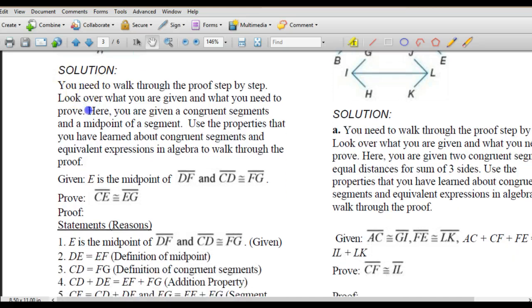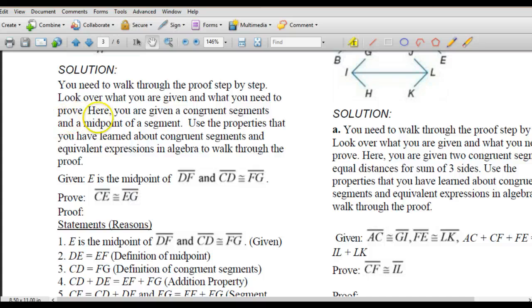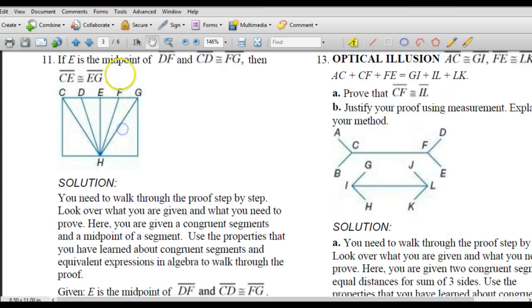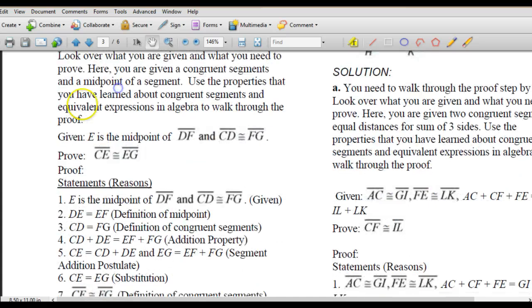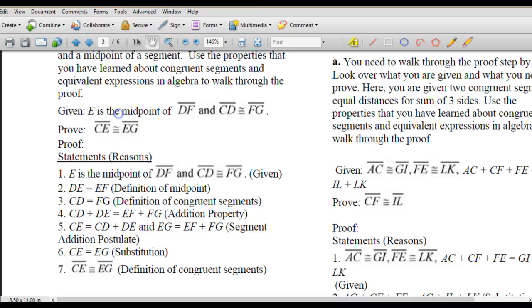So we are given that E is the midpoint of DF and that CD is congruent to FG. So that's what it states up here. And this is what we want to prove. So we are proving that CE is congruent to EG. So let's start by stating our given information, this part right here, and see if we can say anything based off of that information.